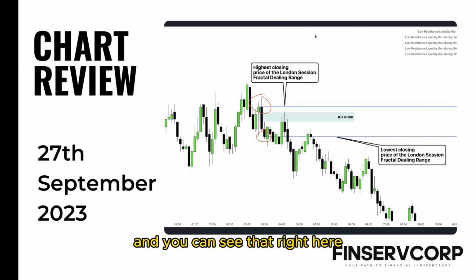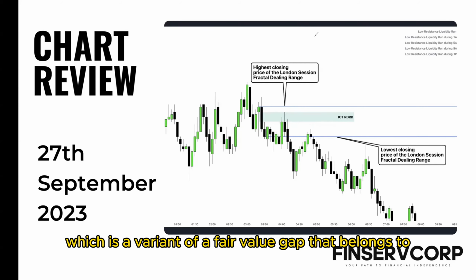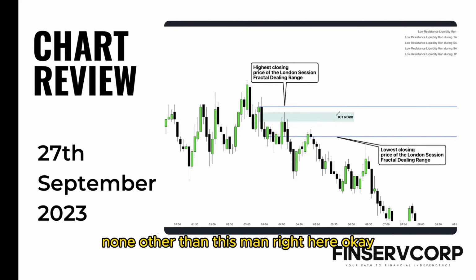And you can see that right here, we closed below it, and then price retraced back into it, inducing this and also going into a point of redelivered rebalance, which is a variant of a fair value gap that belongs to none other than this man right here, okay?